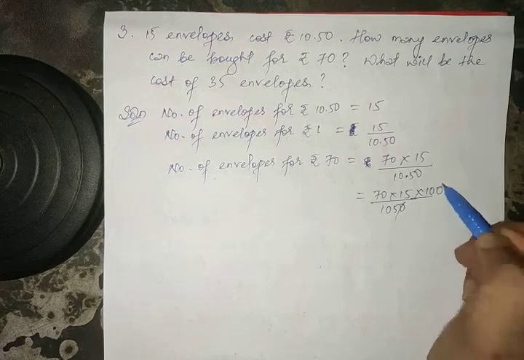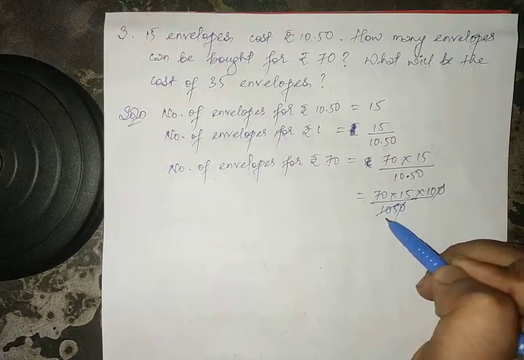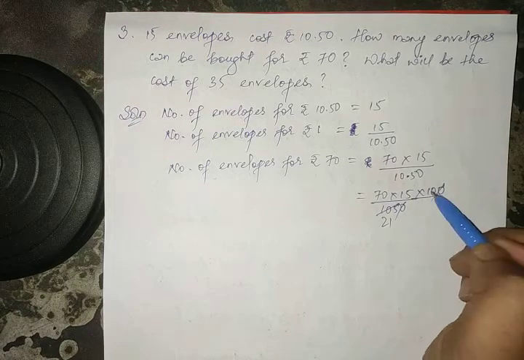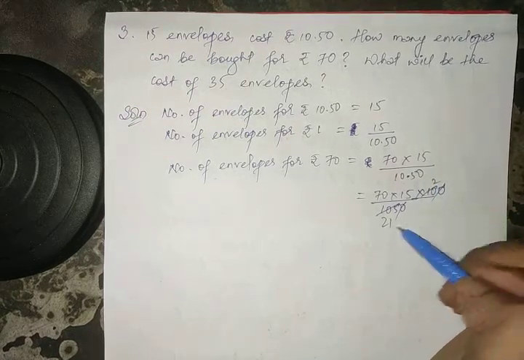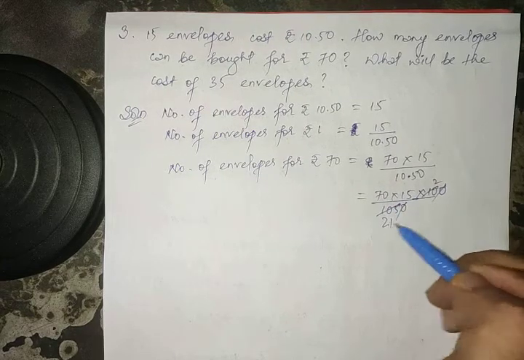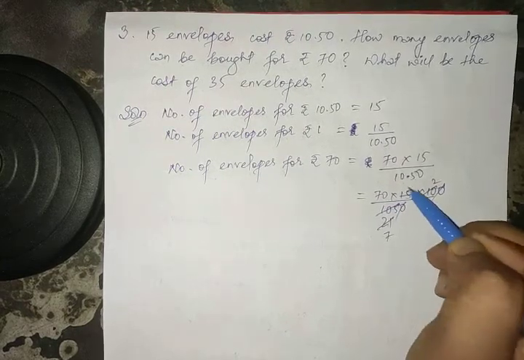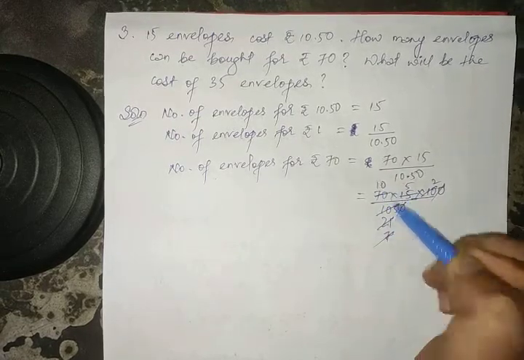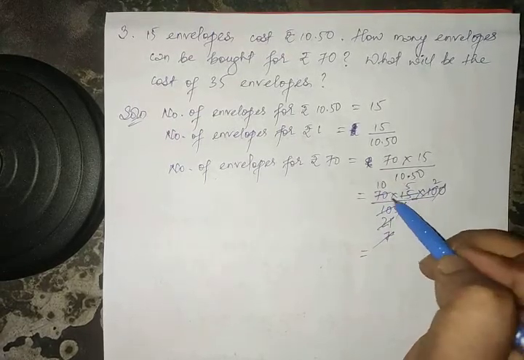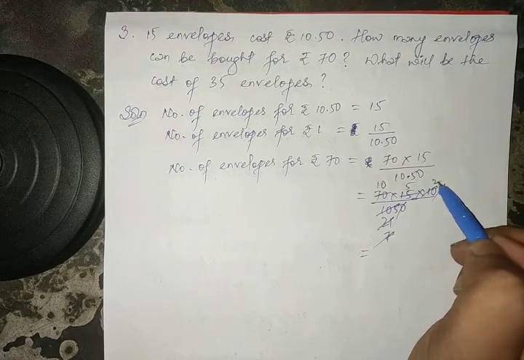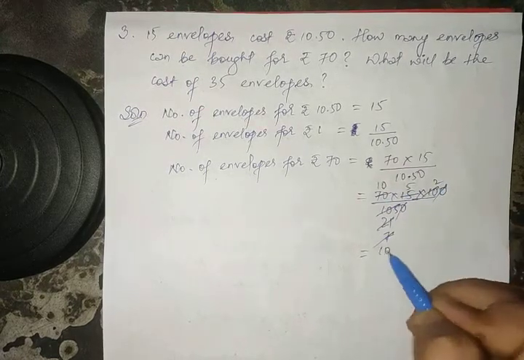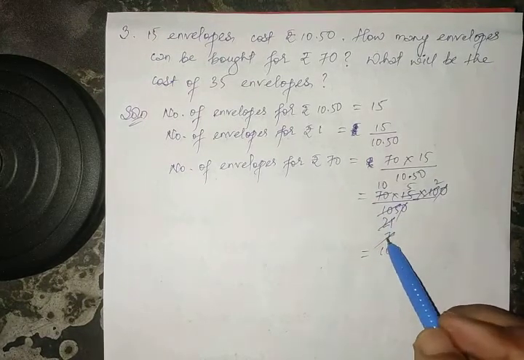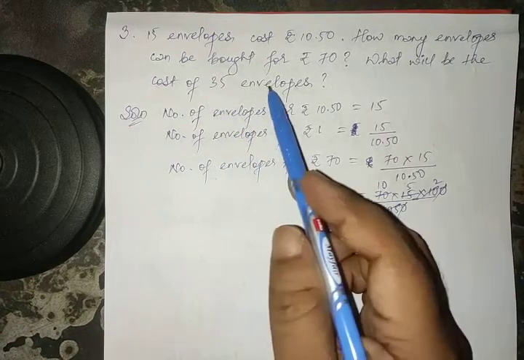Then you can cancel 0 0, and 5 3s are 15, 5 2s are 10, and 1 in 5 1s are 5. Again we can cancel, 5 2s are 10. This we can cancel with 3, right? 3 7s are 21, 3 5s are 15. Again this we can cancel with 7, 7 10s are 70. So what are we getting? 10 into 5, that is 50, and then 50 into 2 is 100. So that means for rupees 70 we are getting 100 envelopes. Okay, so our first part is done.